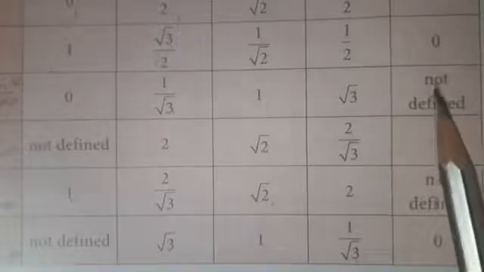1 means 1 by 1. When you take the reciprocal, you will get the same value. It is 1. Here it is root 3 by 1, when you take the reciprocal, it is 1 by root 3. Not defined means 1 by 0. When you take the reciprocal, it is 0 by 1. The value is 0.